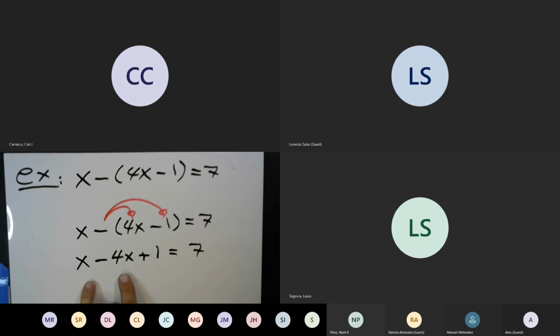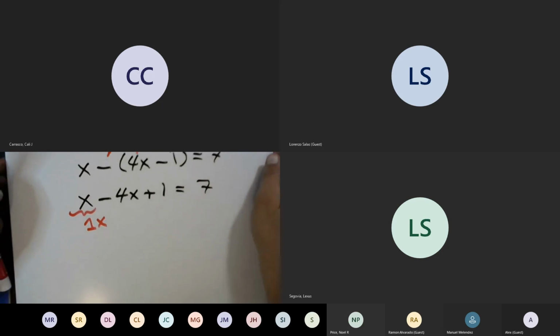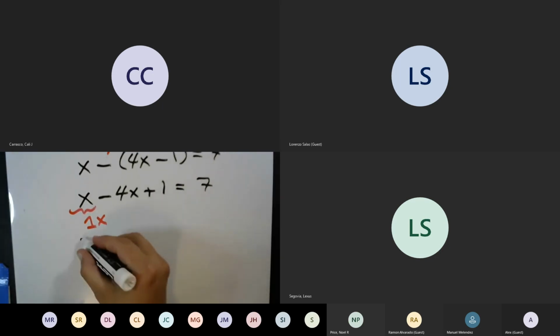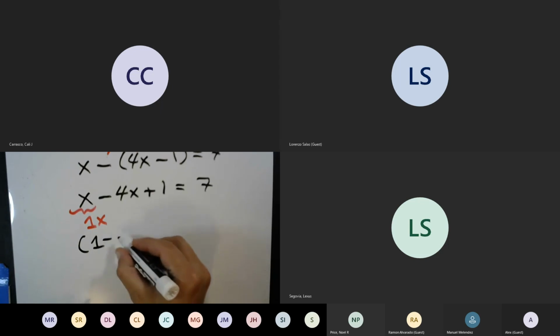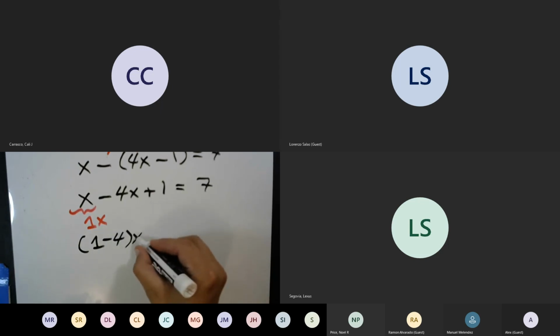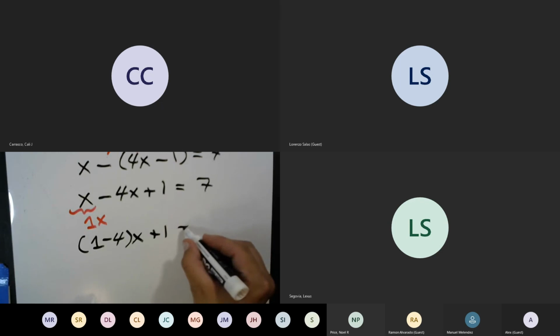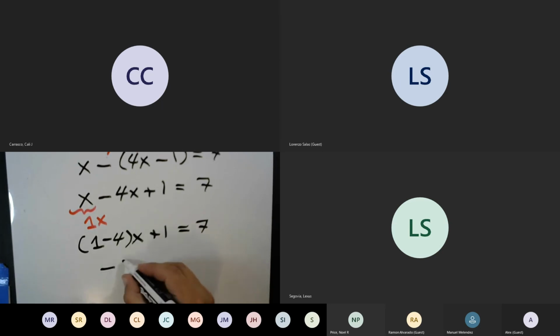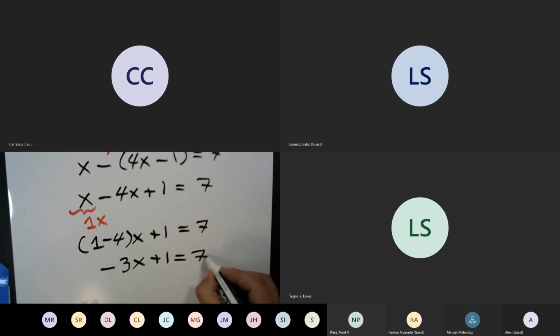Now here, we're going to gather like terms. Remember that x by itself is the same as 1x. So if we gather like terms, we'll get 1 minus 4x plus 1 is equal to 7. So 1 minus 4, that's -3. So you get -3x plus 1 is equal to 7.